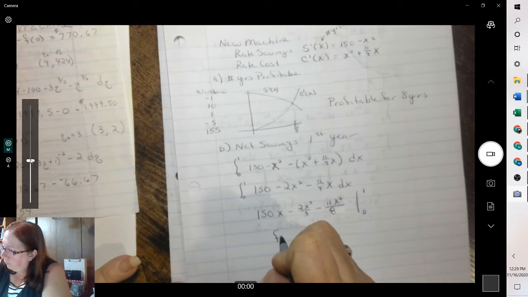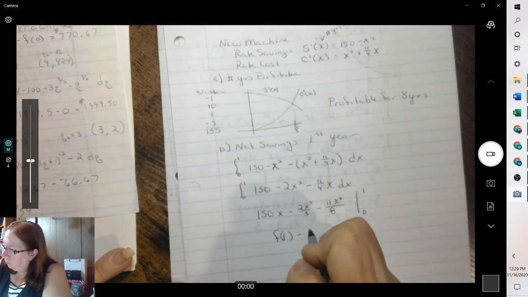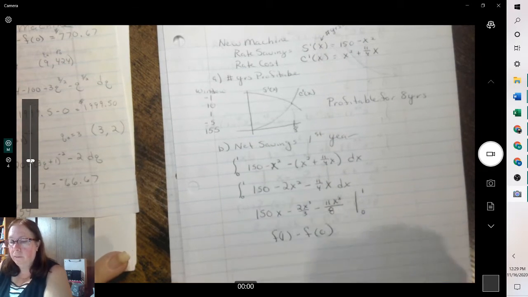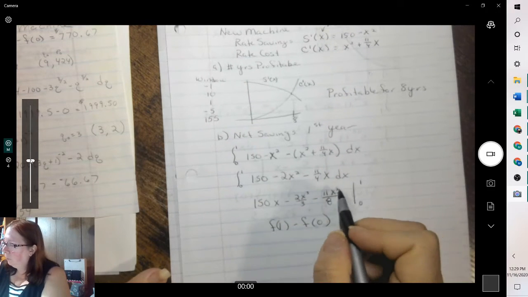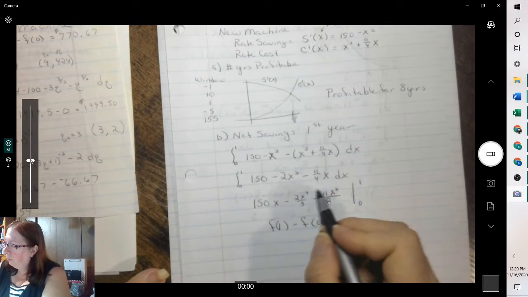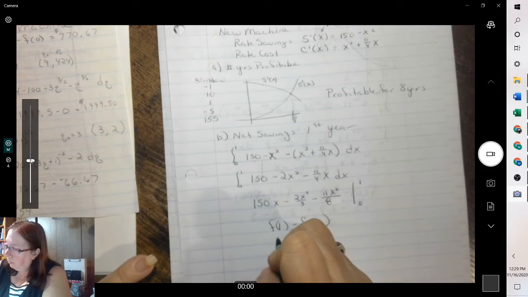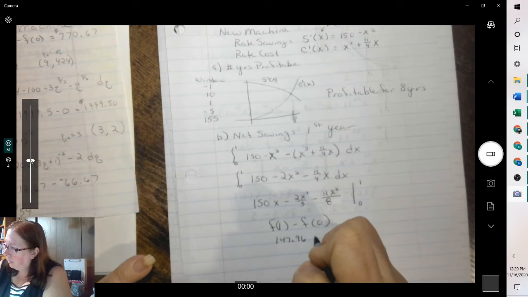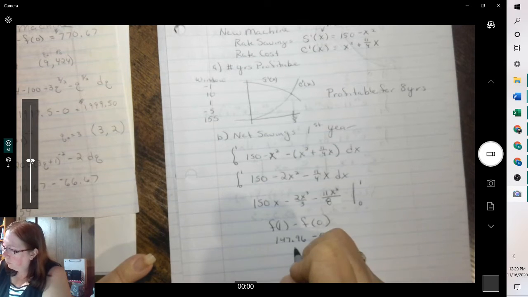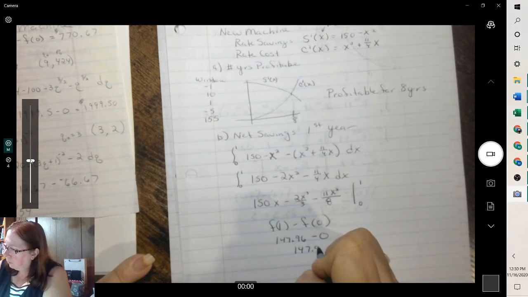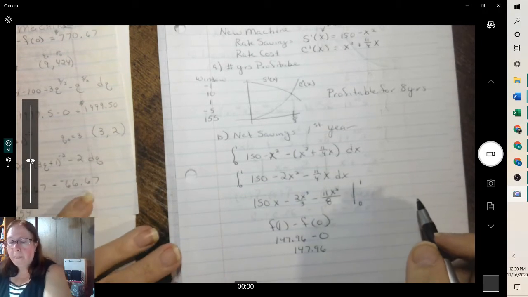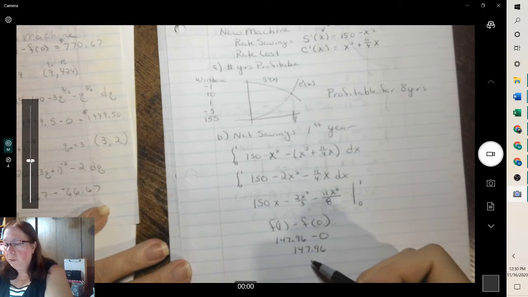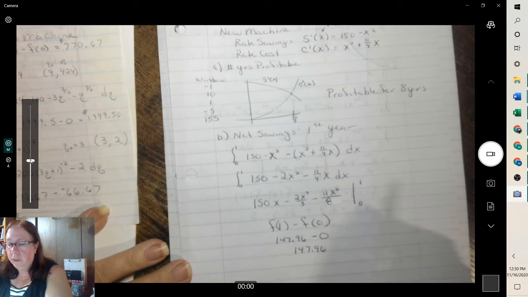We want f of 1 minus f of 0. So we plug this into our calculator and we plug in a 1 and we get $147.96 minus 0. So in the first year you'll make $147.96.